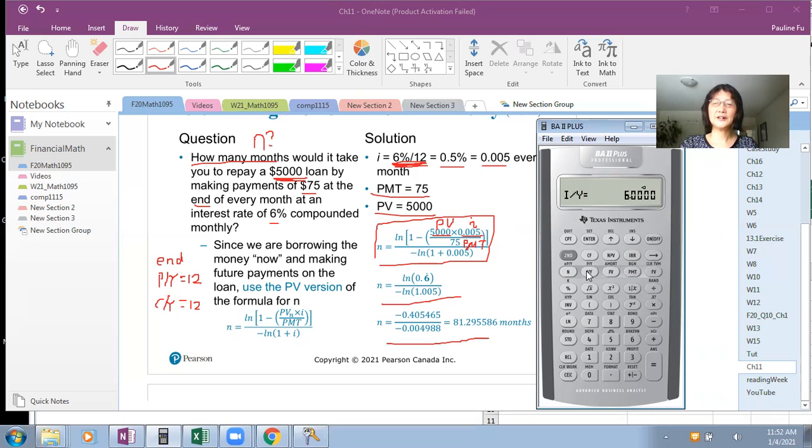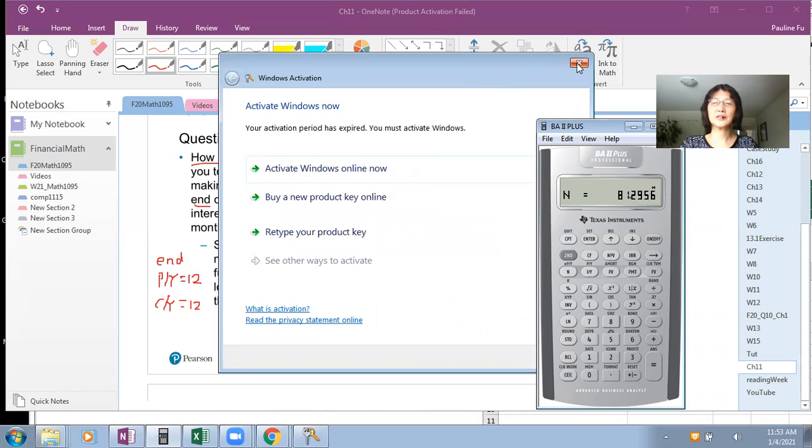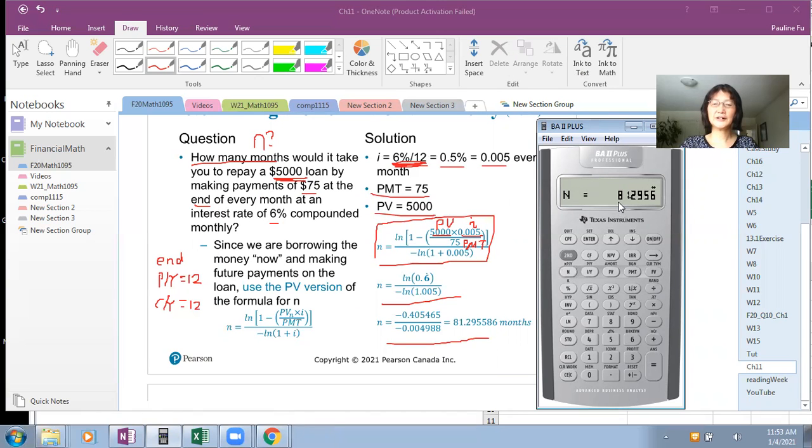6 is interest, IY. You enter the 3 numbers. Remember, you need to enter 4 numbers. So 0 FV as a precaution to clear any previous entries. Last step, compute N. So you get 81.29, the same number as you get from the formula. So this is the calculator method.